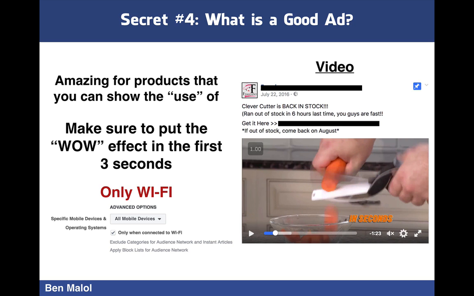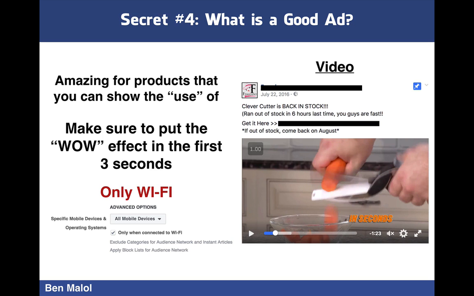And with the videos, I usually only use videos to show products that I need to show, right? To show the use of them. So this can be a video of a product which is a kitchen tool or whatever. But the thing is that a video is best to use when you show a product. So make sure you put the wow effect in the first 3 seconds.